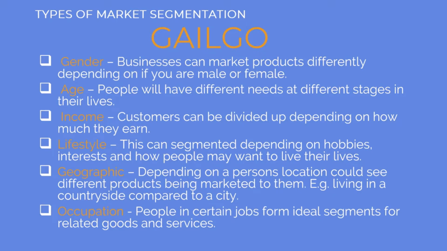So if you remember GALE-GO, the first letter of each one, it will start to bring that back to you. You will see the first G and think, what's G? Gender. What's A? Age. And it does help with your recall as you go through.